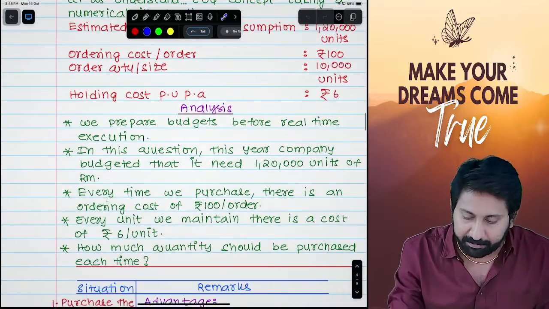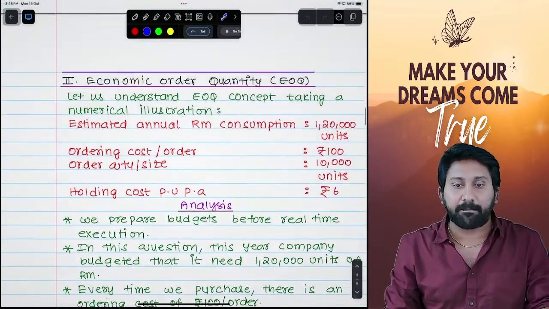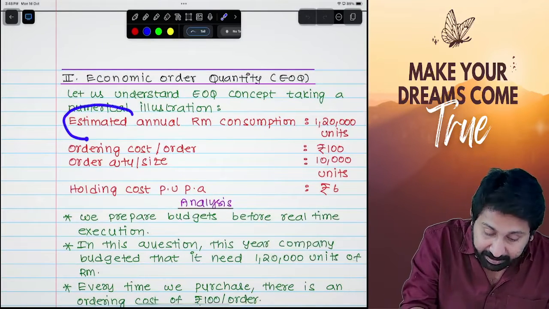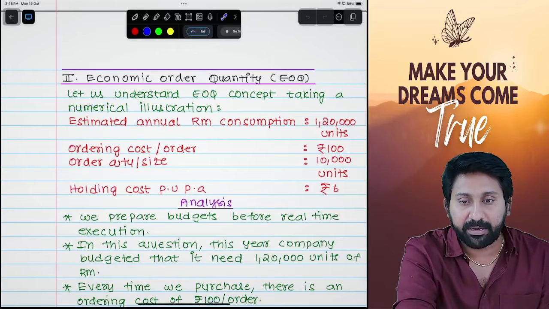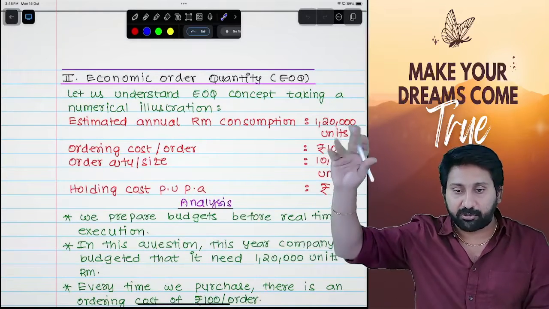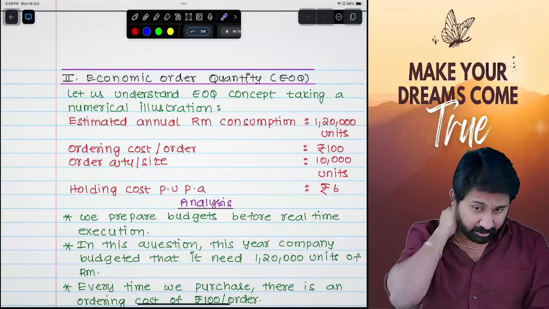Analysis. We prepare the budgets before real-time execution. Means before doing anything, we are budgeting it. We are estimating, means budget. We are budgeting this year. Total raw material consumption will be how many units we are forecasting? 1,20,000 units.